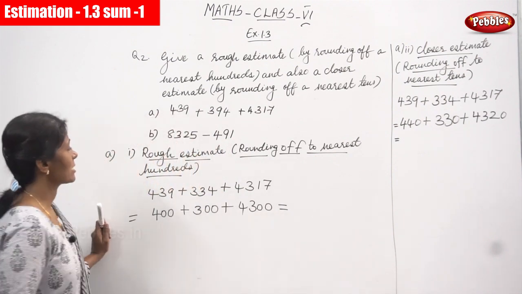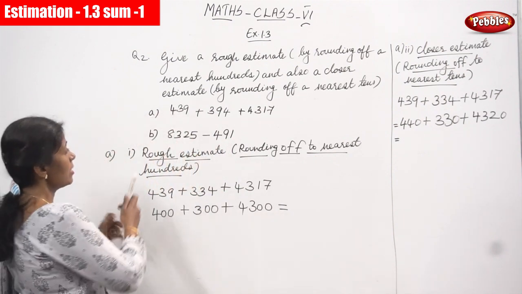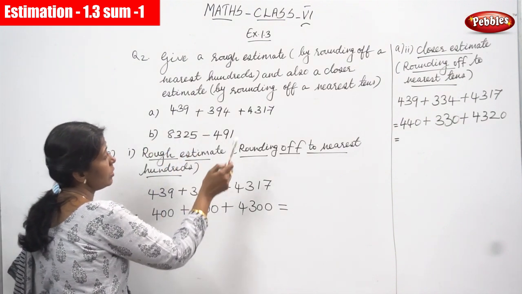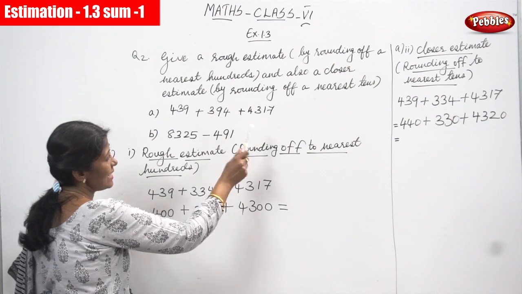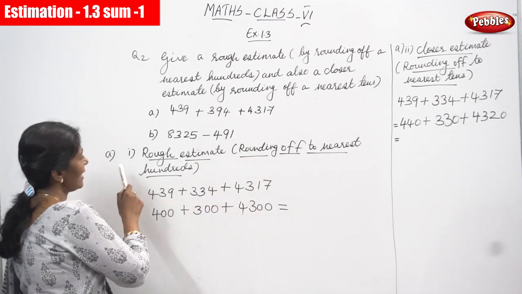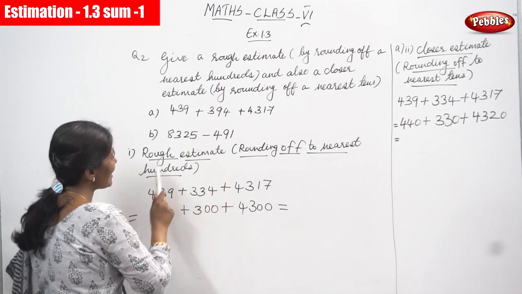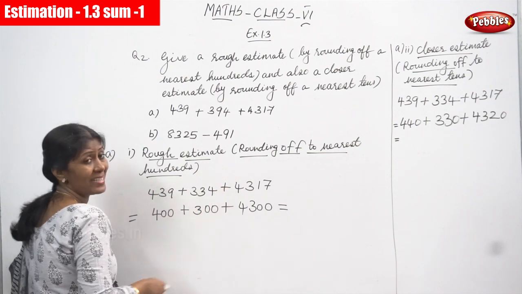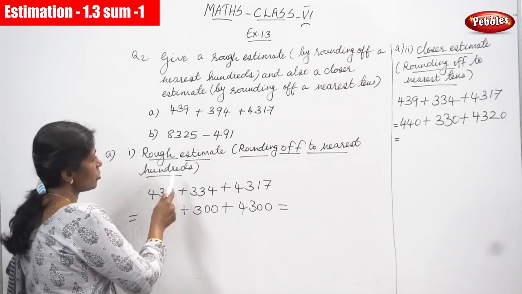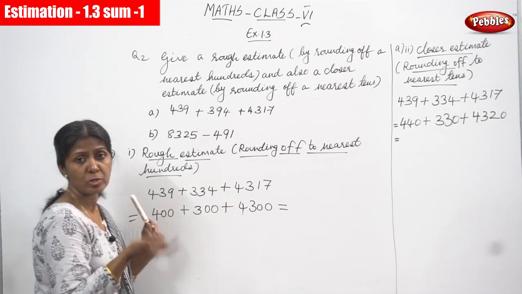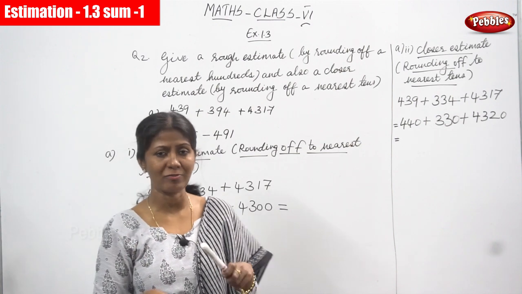Okay, now I am going to explain the first sum, A sum. 439 plus 394 plus 4317. So the heading is a rough estimation. Rough estimate, rounding off to the nearest 100. Rounding off to the nearest 100 means, look at this, that the last two digits become 0, that you know it very well.